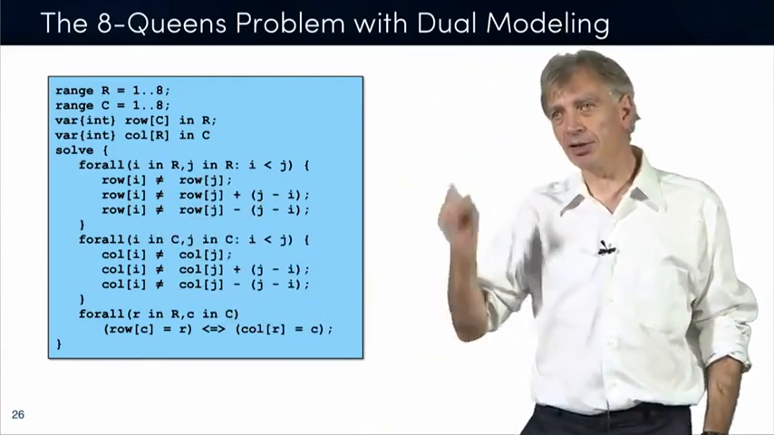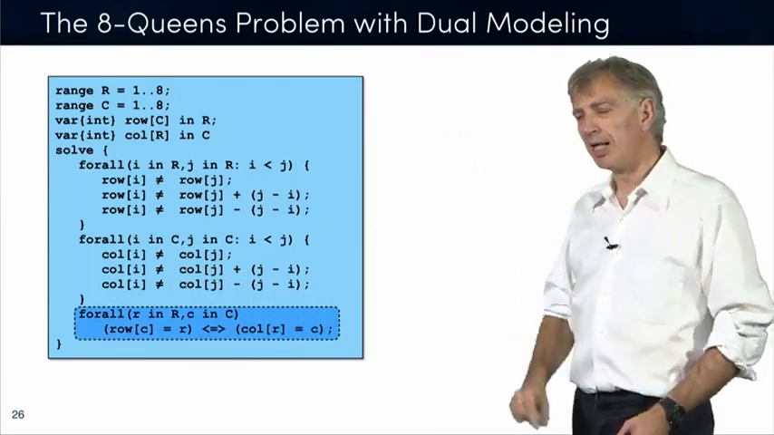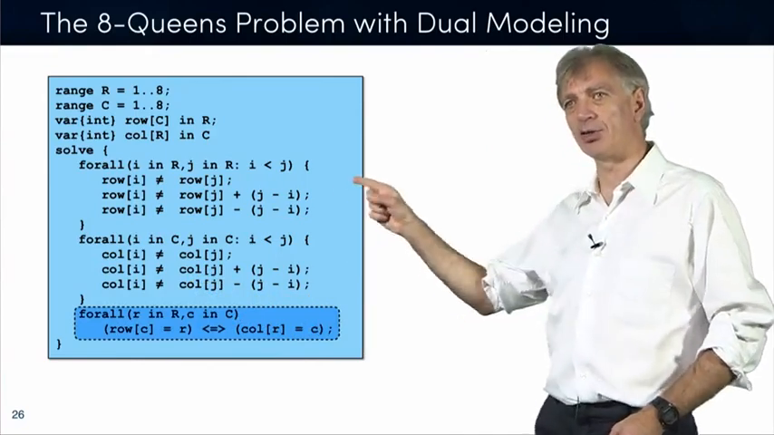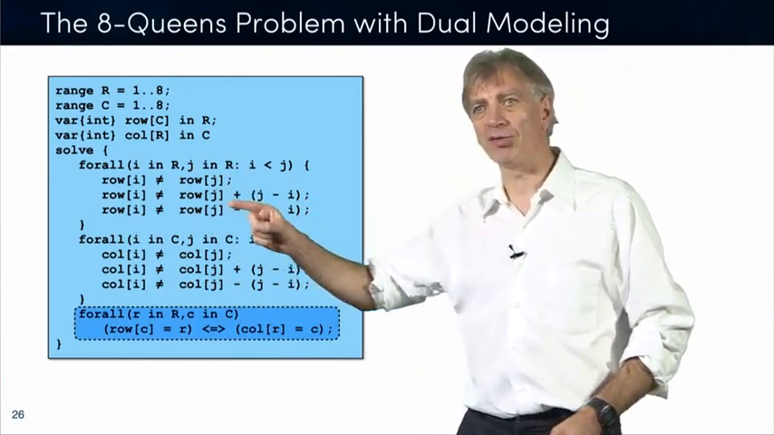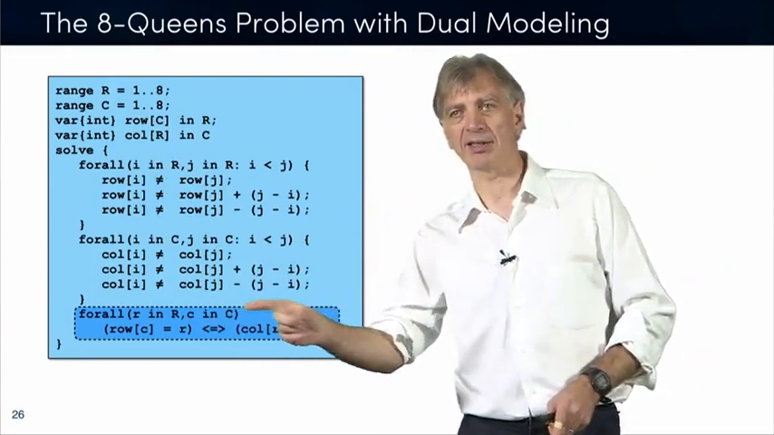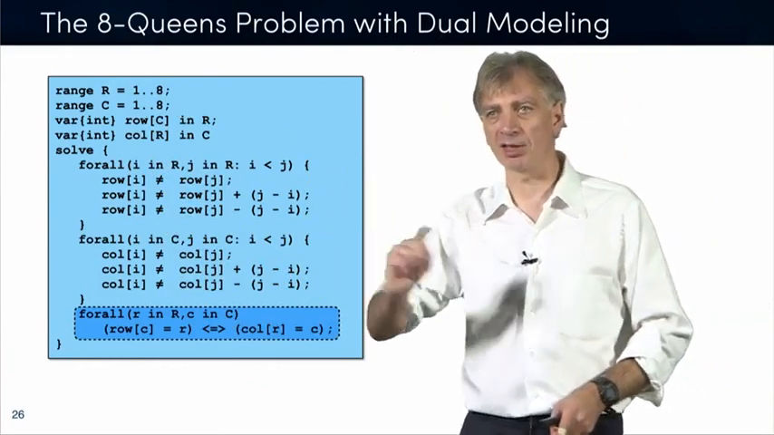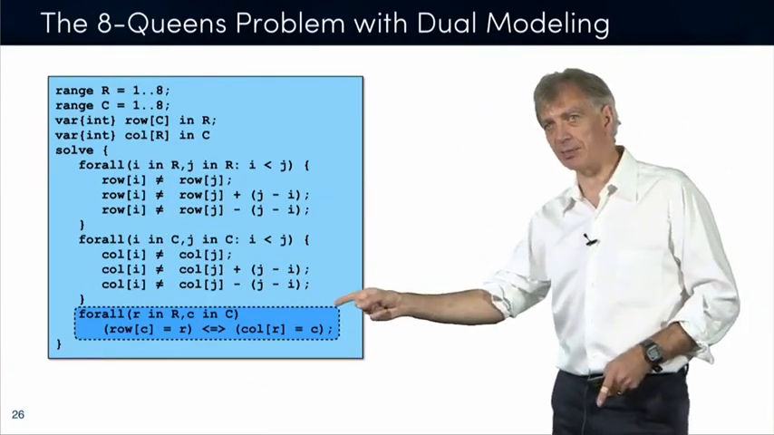Okay, and then the really important part is the last constraint that you see there. That part is essentially connecting the two models. So you have the row model so far, you have the column model over there, but they are not connected. This makes them connected. So what you learn from one model is going to be transferred into the other and vice versa. How are they connected? They are connected by these constraints.